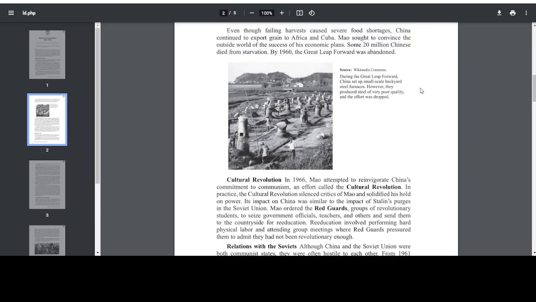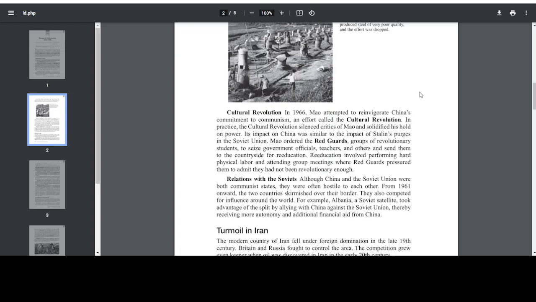And as you can see in this source, from Wikimedia Commons, during the Great Leap Forward, China set up small-scale backyard steel furnaces. However, they produced steel of very poor quality, and the effort was dropped.